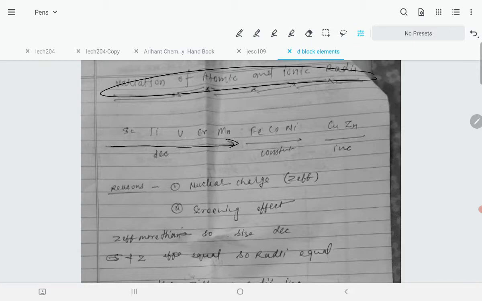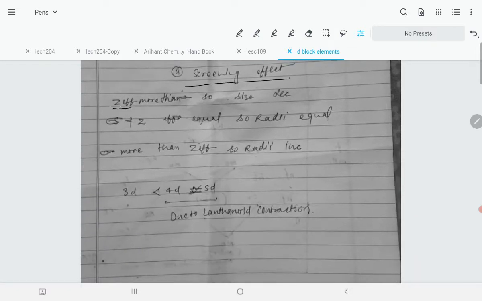From scandium, titanium, vanadium, chromium, manganese, it decreases. Then it stays constant for iron, cobalt, nickel. Then it increases from copper to zinc. The reason is nuclear charge and screening effect. Z effective is more, so size decreases.